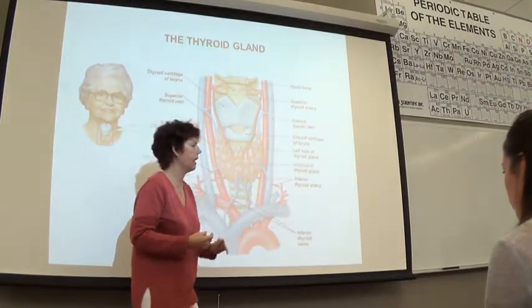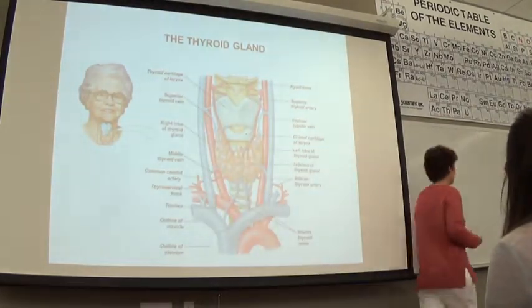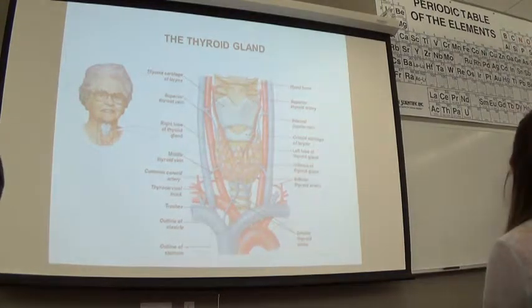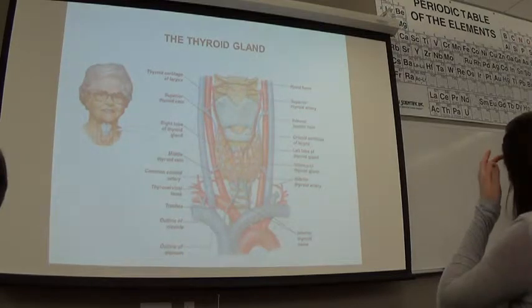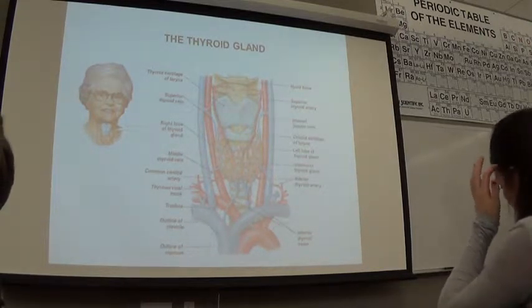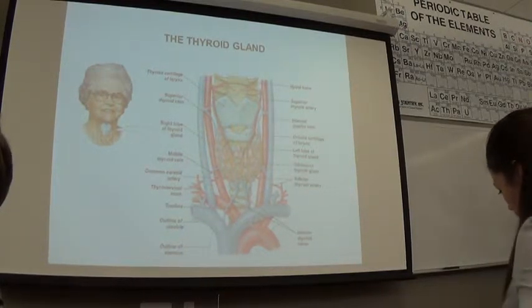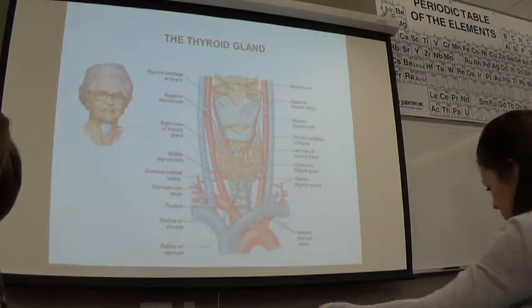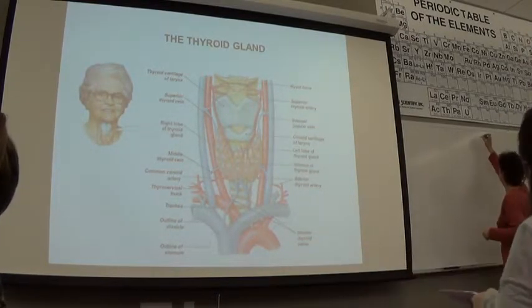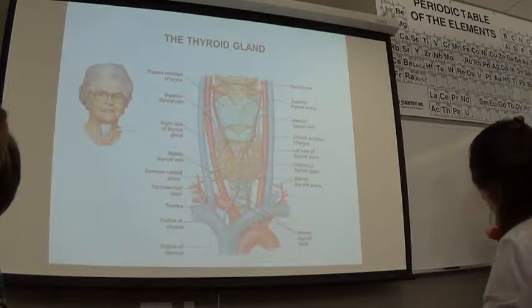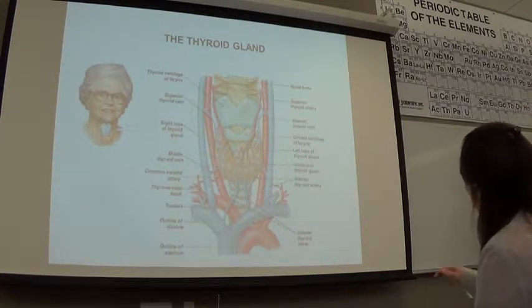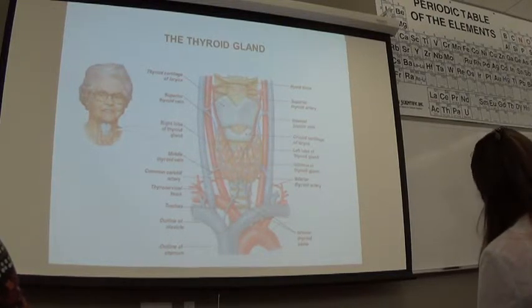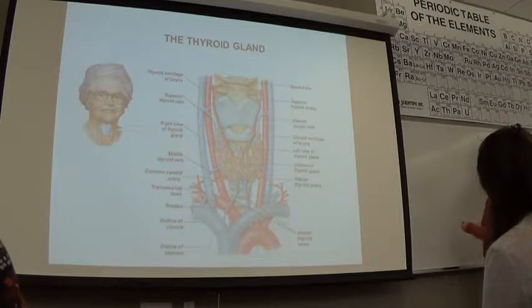So the thyroid gland is controlled by hormones from the pituitary, which are controlled by hormones from the hypothalamus. Okay? So let's take a look at that pathway kind of as a review as we pull that back through. So we have the hypothalamus, and it's releasing thyrotropin-releasing hormone, or thyroid hormone releasing hormone.